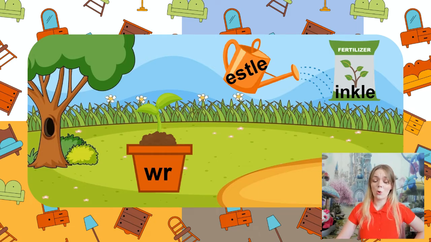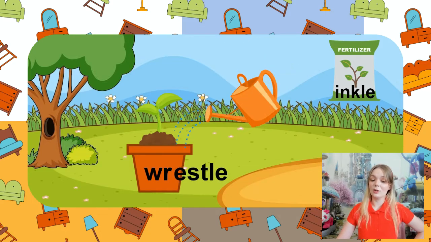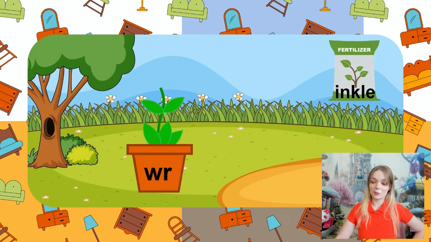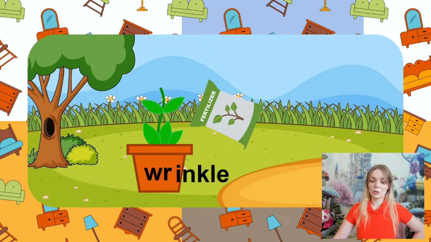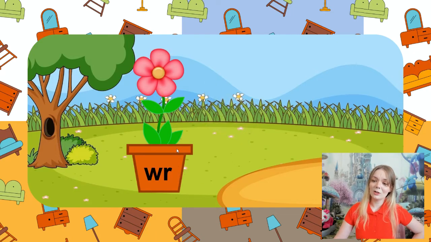Next up, we need to water our new baby flower. So we're going to read the word wrestle, and we're going to water our flower. And it's going to grow a little bit bigger. Now let's make it even bigger by adding some fertilizer. This time we have the word wrinkle. We're going to pour that fertilizer into the pot, and it's going to grow a flower.